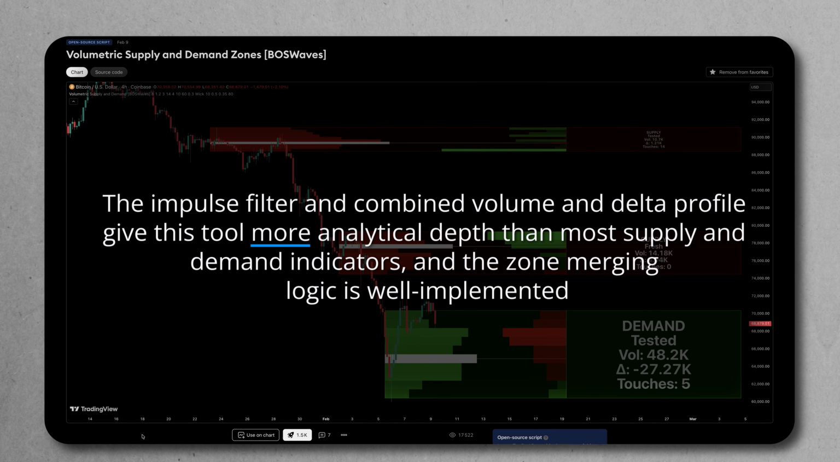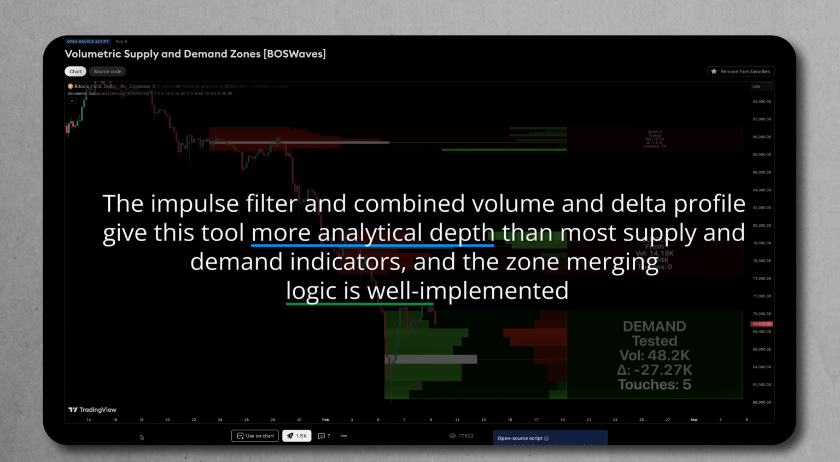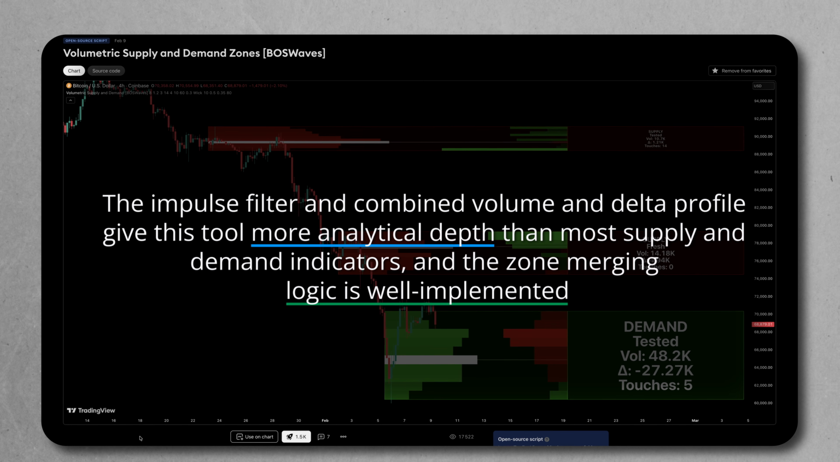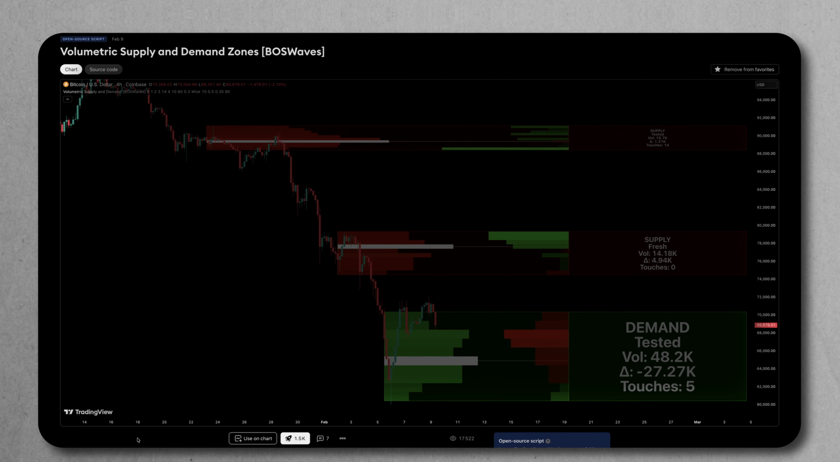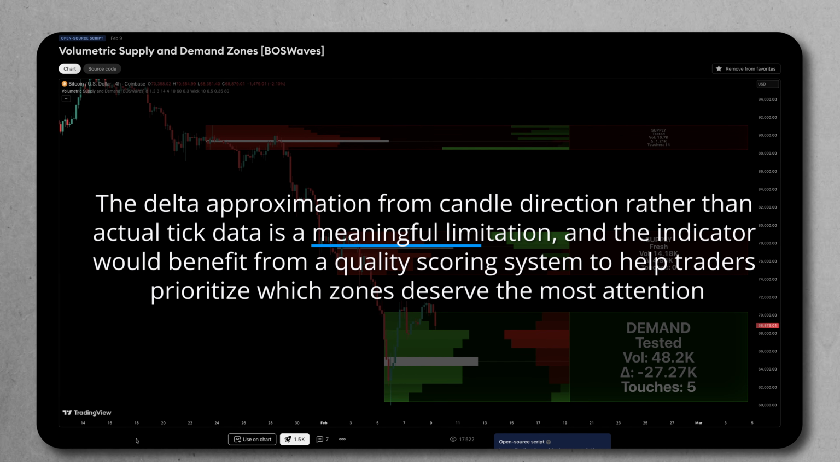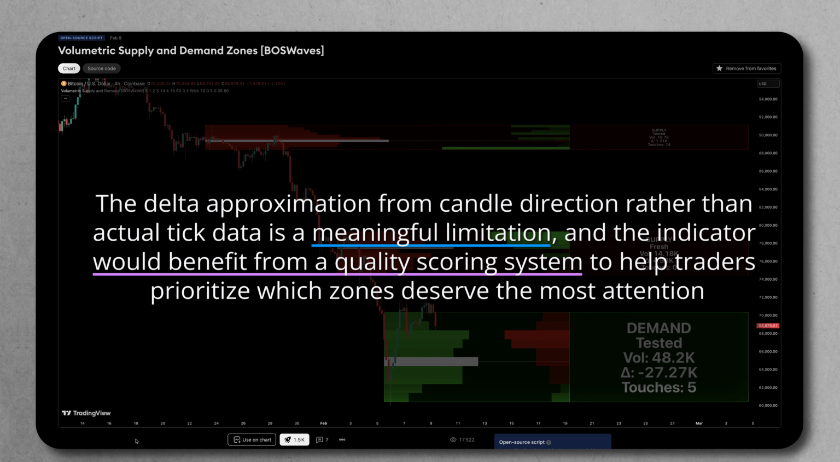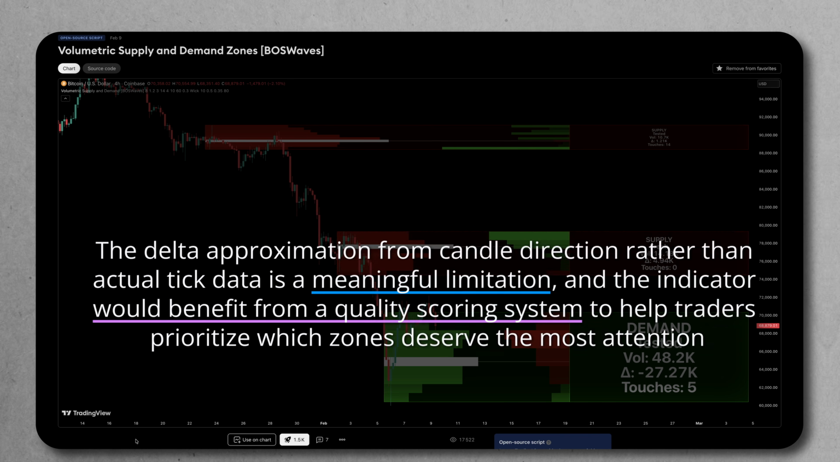The impulse filter and combined volume and delta profile give this tool more analytical depth than most supply and demand indicators, and the zone merging logic is well implemented. The delta approximation from candle direction, rather than actual tick data, is a meaningful limitation, and the indicator would benefit from a quality scoring system to help traders prioritize which zones deserve the most attention.